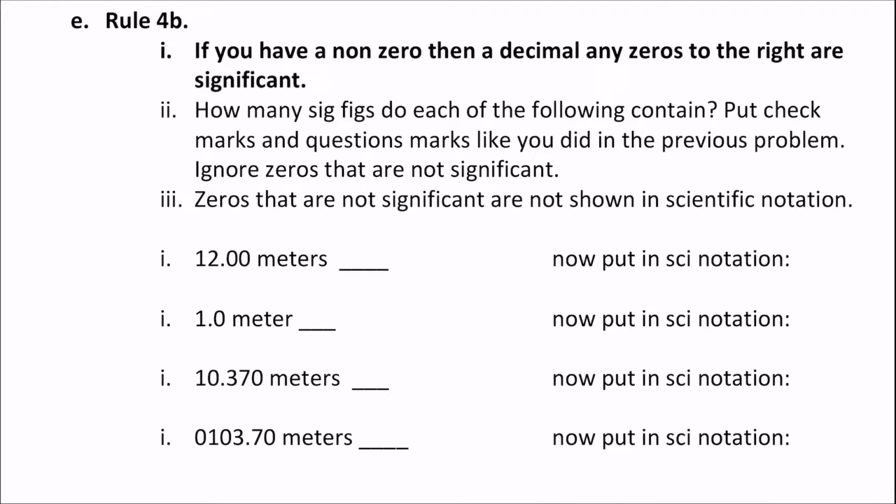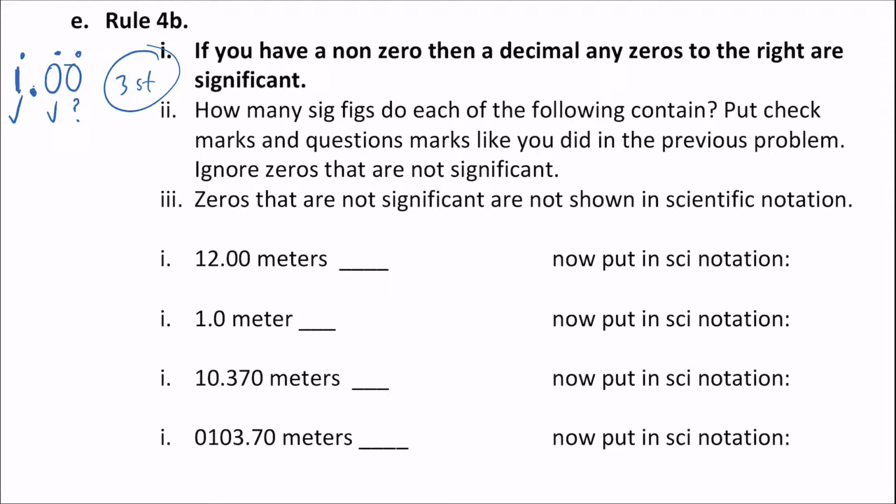Rule 4b is if you have a non-zero and then a decimal place, any zeros to the right are significant. It's kind of working with rule 4a. So with this one, it says if you have a non-zero, so that's 1, and then you have a decimal, any zeros to the right are significant. So this has a non-zero, it has a decimal, so these zeros all count. The last one's a guess, but this has 3 sig figs.